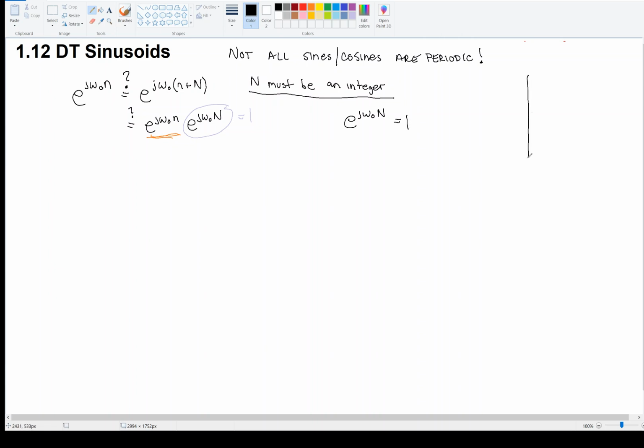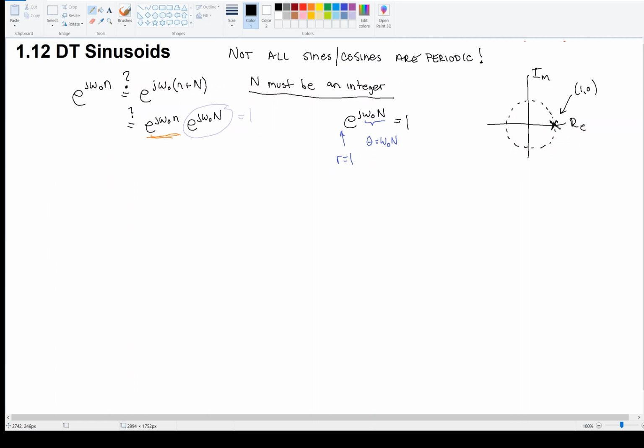All right, let me again look to the complex plane. And I note that this complex number, e to the j omega 0 capital N, has a magnitude of 1 and a phase of omega 0 N. Okay, so I need this thing to be 1 for the signal to be periodic. All right, well, magnitude of 1 is good. That means it lies on the unit circle. But I need this complex number to be right here, because this is the coordinates of 1, 0, i.e.